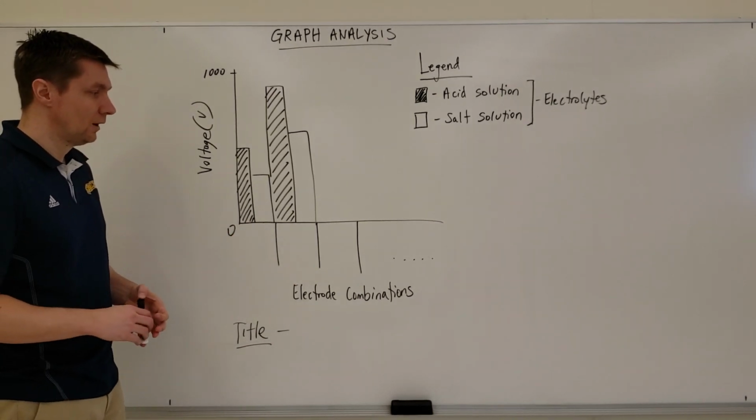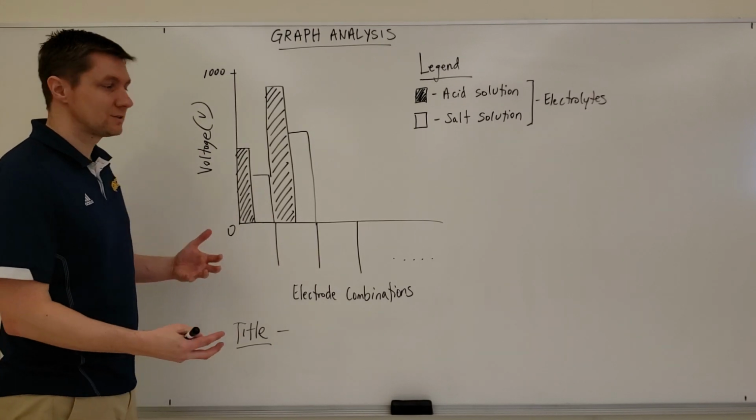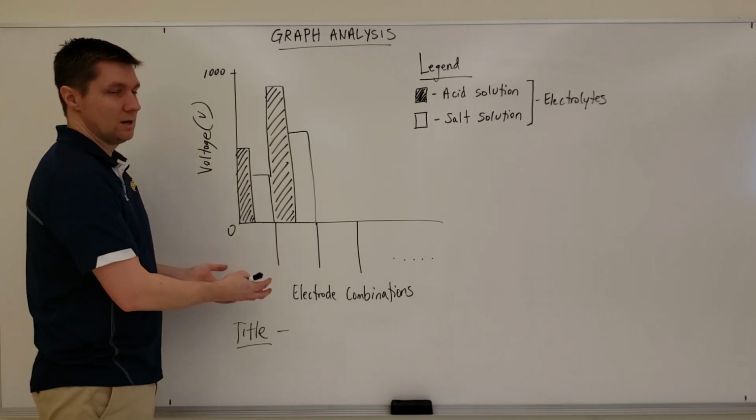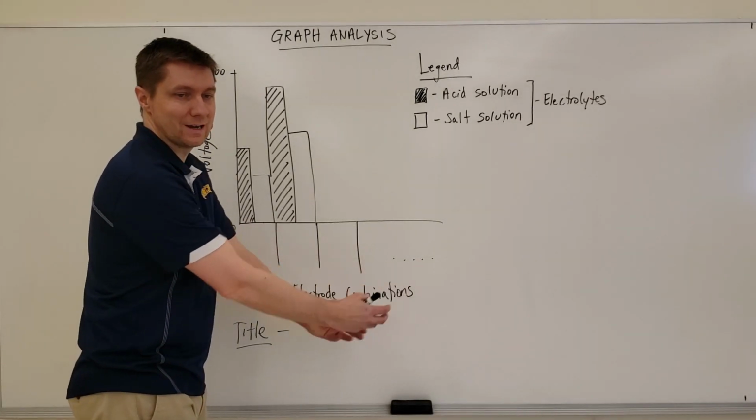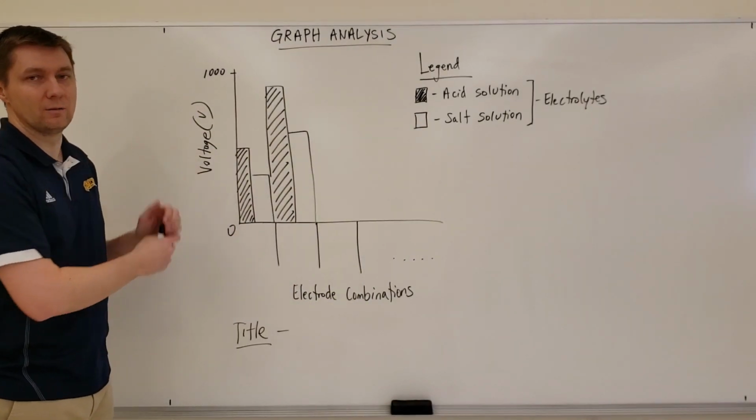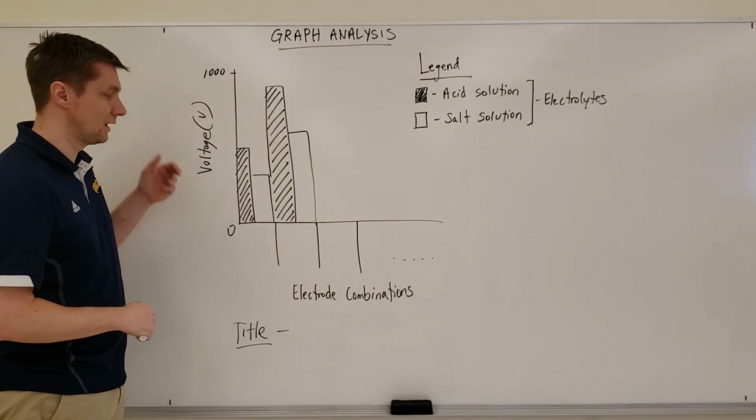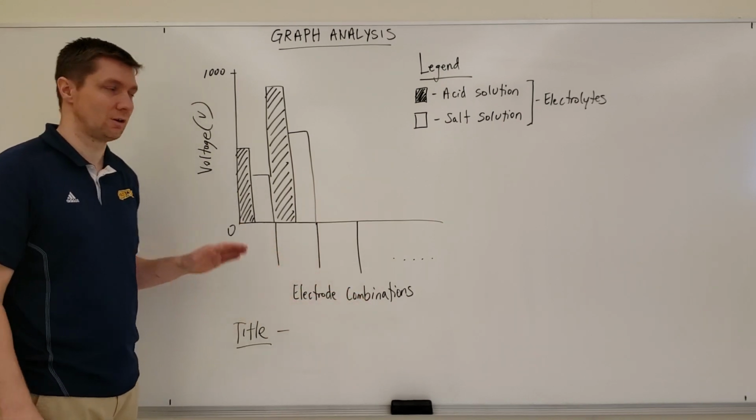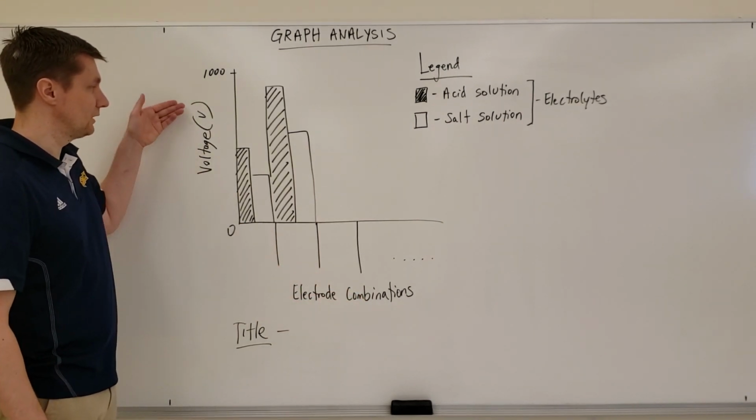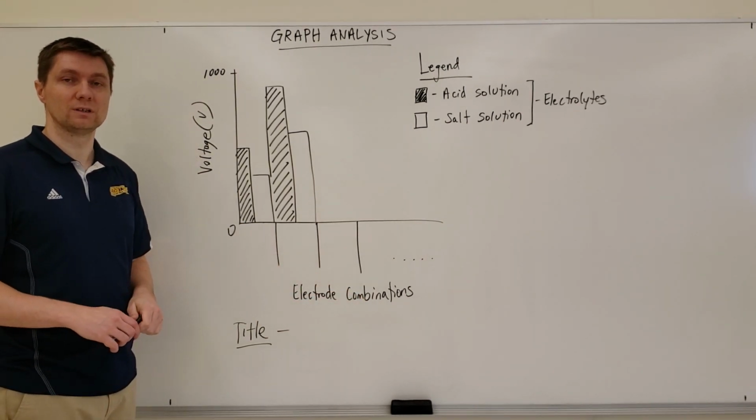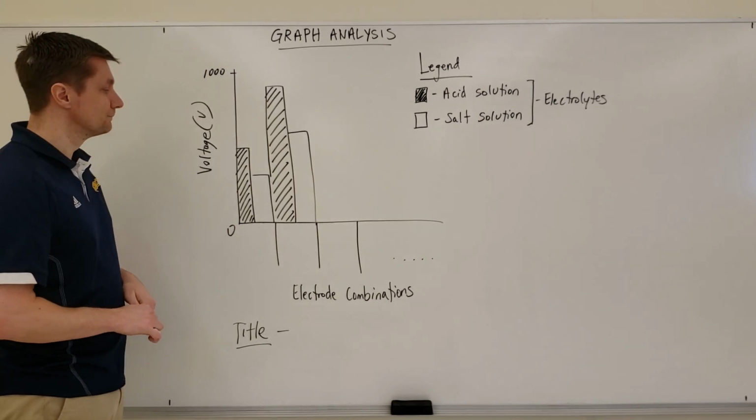So first of all, remember that when we do graphs, we need to put our manipulated variable along the x-axis and our responding variable along the y-axis. So you can see that I've done that. And make sure that those axes are labeled. If they have units like voltage, then make sure you put the units in brackets as well.